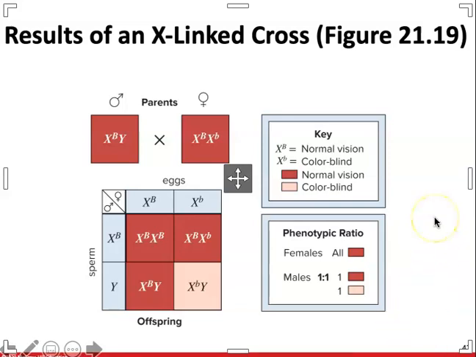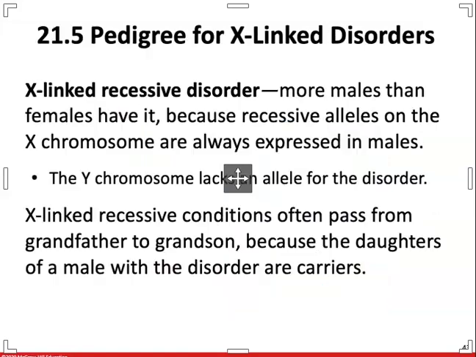Like I said, when we meet in person, we're going to spend a lot of time going over practice problems. We'll spend quite a bit of time with X-linked traits just because it's going to appear quite a bit in your labs. So don't worry, we will spend a lot of time reviewing X-linked traits and X-linked disorders.